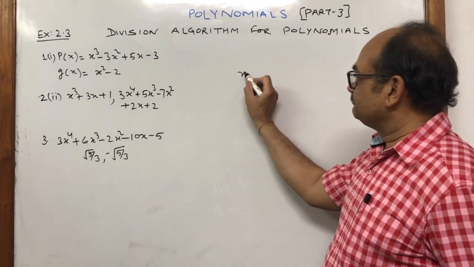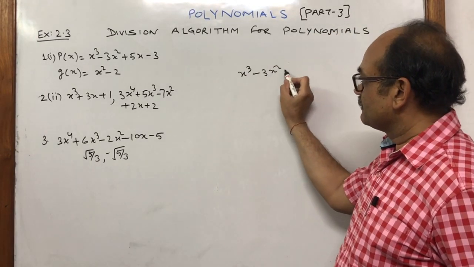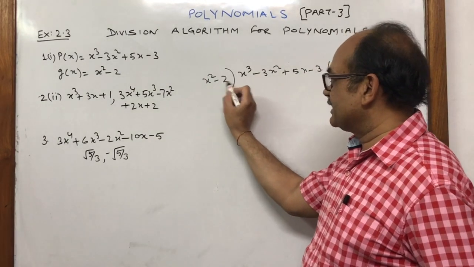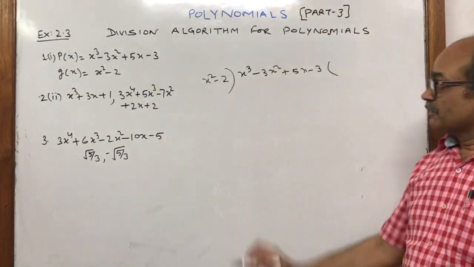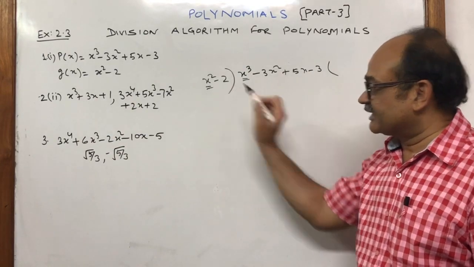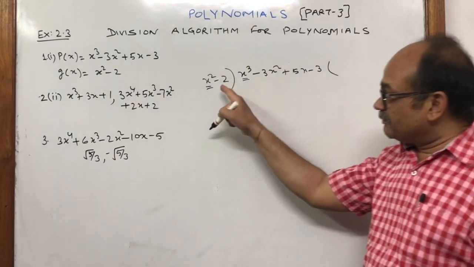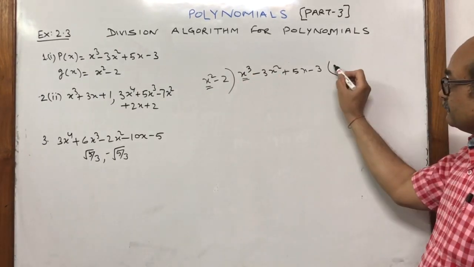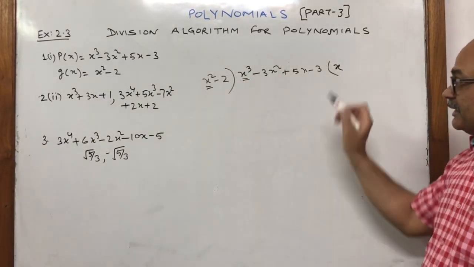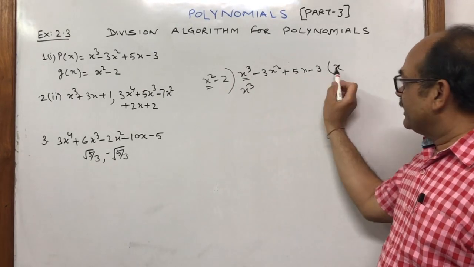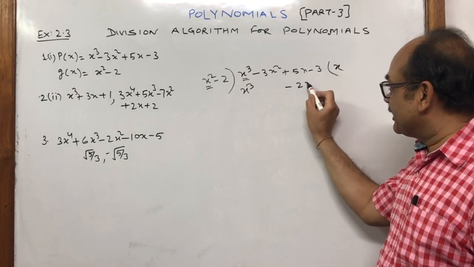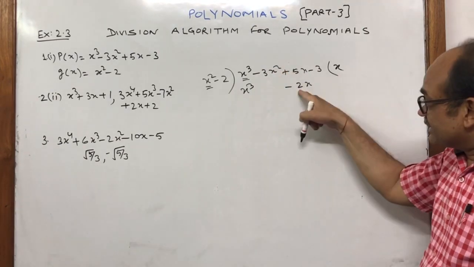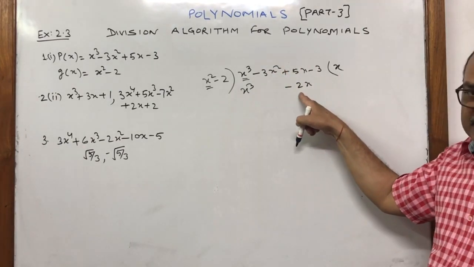Px is given and we want to divide it by Gx, that is x square minus 2. First thing is here it is x cube and here it is x square. What should be multiplied to x square so that it will become x cube? No doubt, x. x into x square, x cube, x into 2, 2x. So here we write 2x because x square is not here. It is x below 5x.